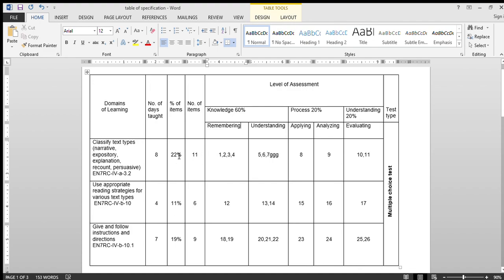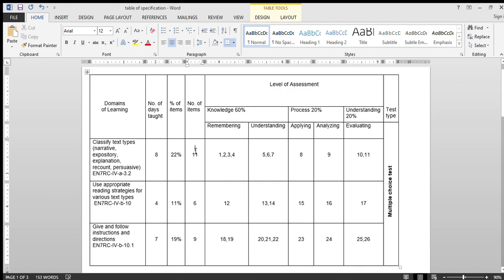So as you can see, it is already done. It is already finished. All I have to do is to explain to you how I arrived at these numbers, or these answers. First, why is this 11? Okay, I will explain to you why this is 11.